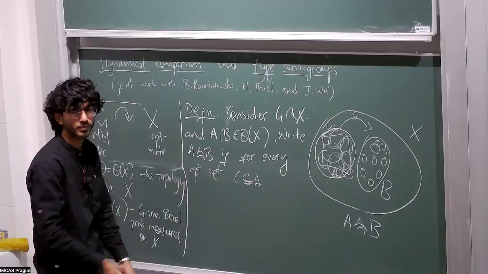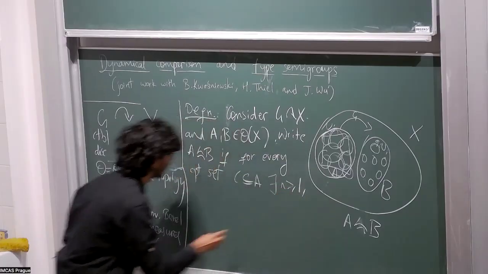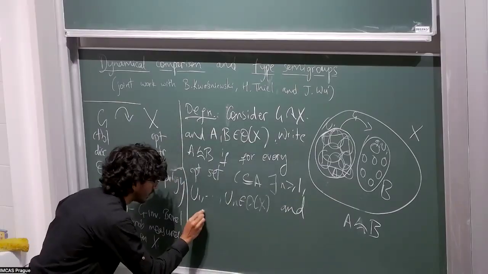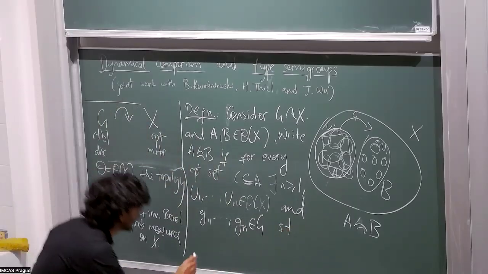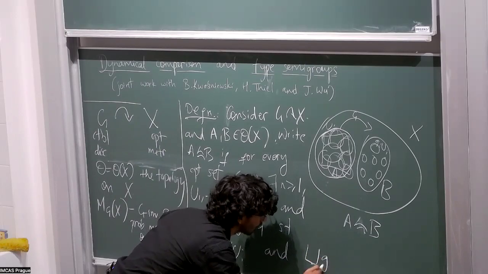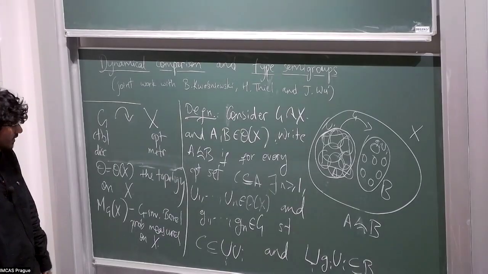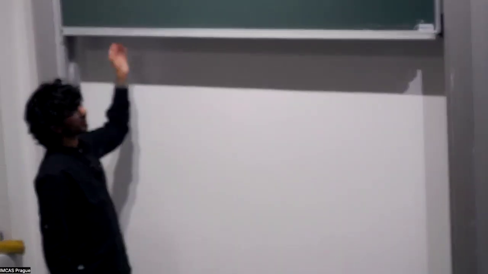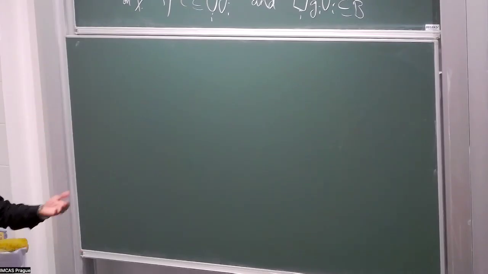I'm writing compact, but I'm in a compact metric space, so any closed set. Does the definition make sense? Okay, so this is the notion of sub-equivalence I work with.